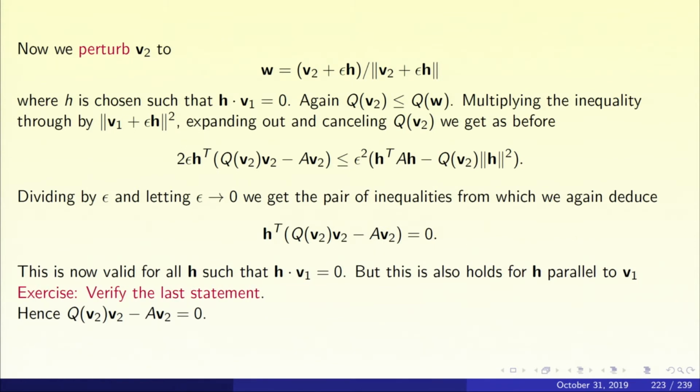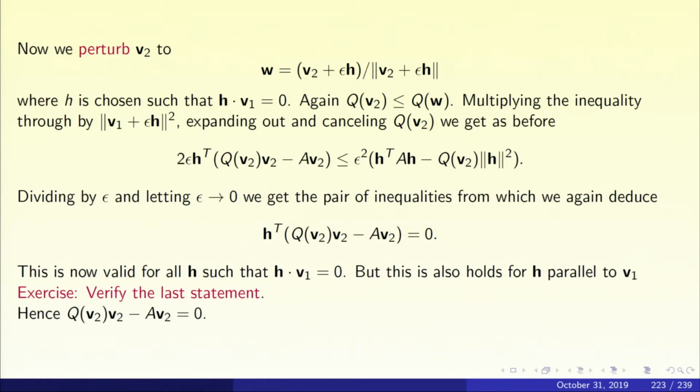How can we conclude that Q of V2 times V2 minus A V2 must be 0? We can only conclude that provided this last displayed equation holds for all H. We have proved that it holds for H orthogonal to V1. From there, how do we bootstrap upwards and show that that equality holds for all H? Let us see. Now suppose I take H to be V1.